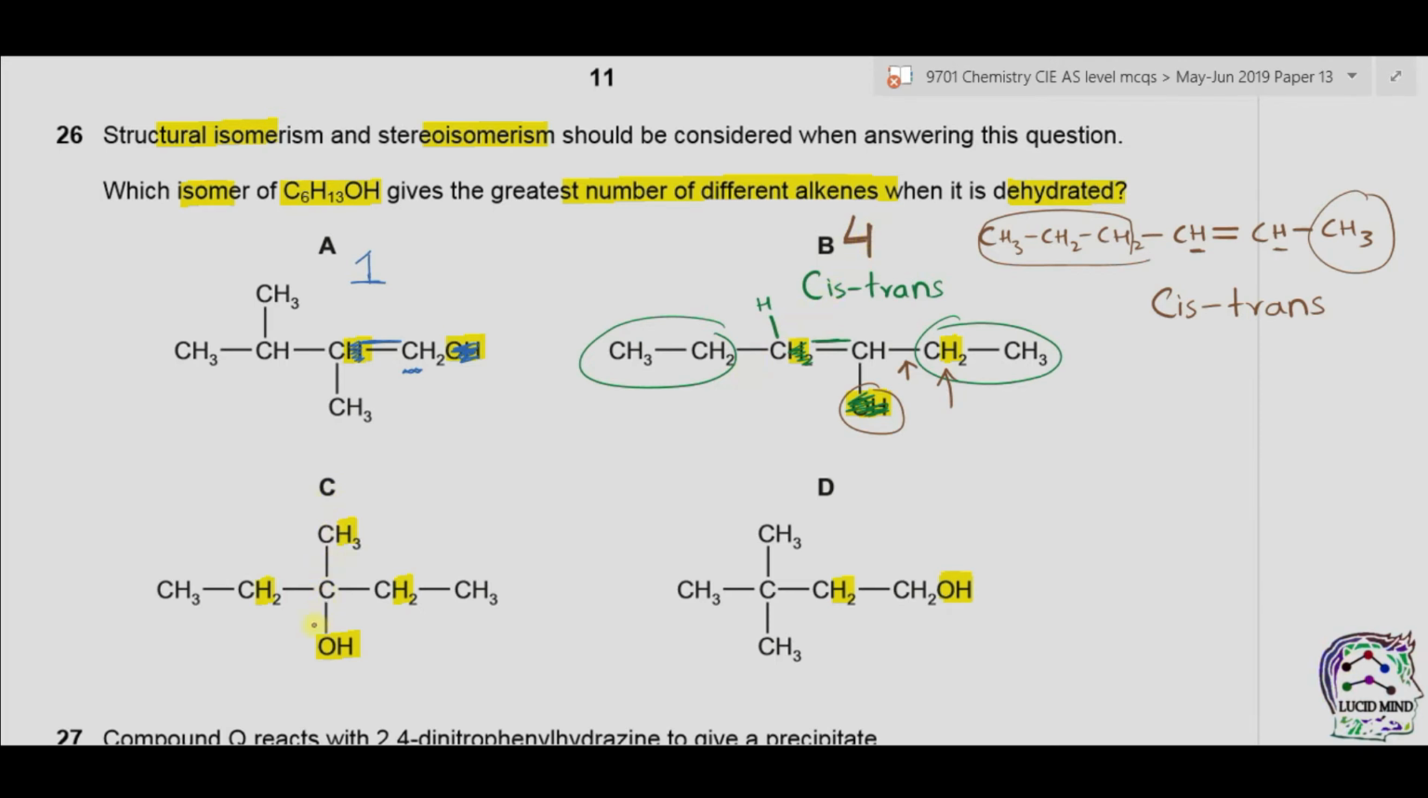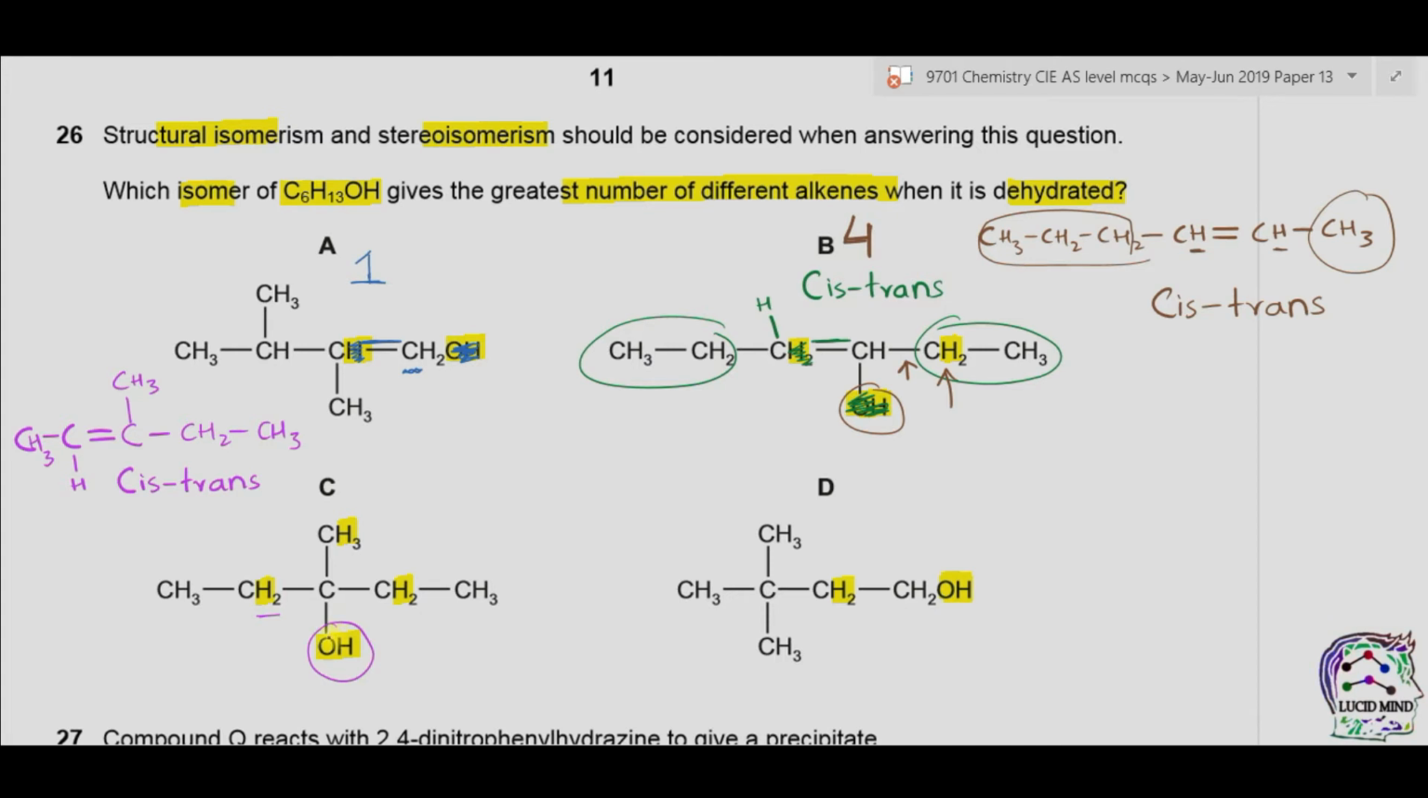Now looking into part C, we can see that if OH is removed from this carbon and hydrogen is removed from this carbon, then the simplified product would be like this. As we can see that with this carbon we have one hydrogen and one methyl group attached, and again with the second carbon we have one methyl group and one ethyl group attached. So cis-trans isomers are possible.